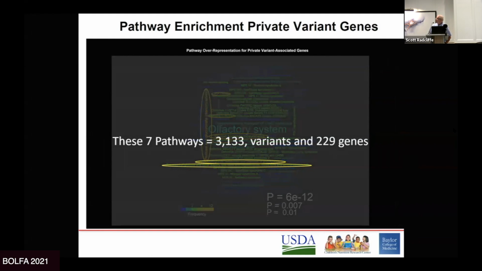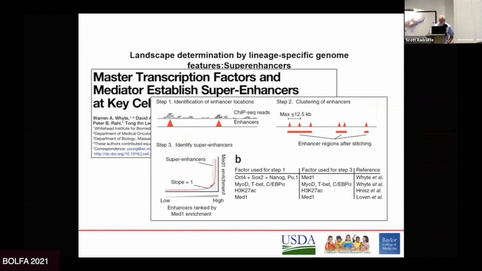And so the bottom line is, from these 7 pathways, we've taken our 200,000 or so private variants and filtered that down to about 3,000 in about 229 genes. And this is when Monique takes over usually.